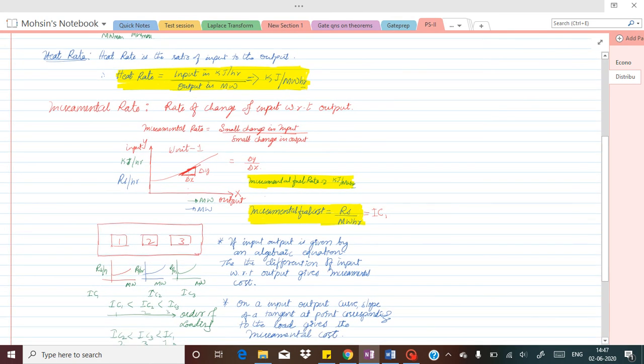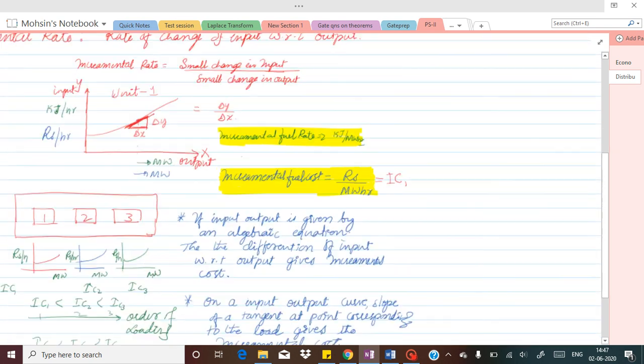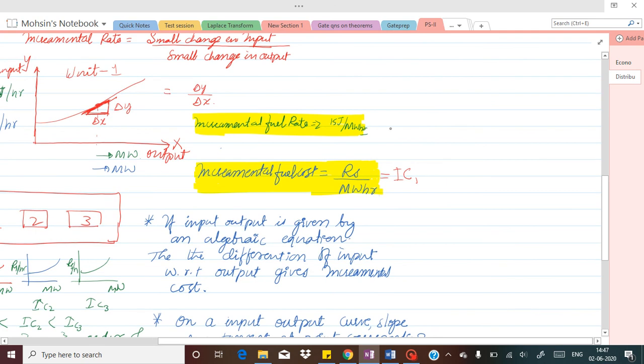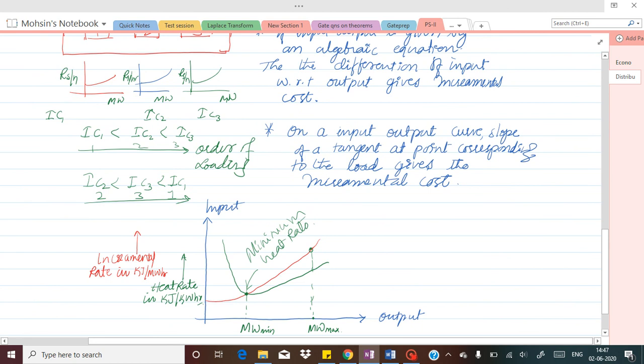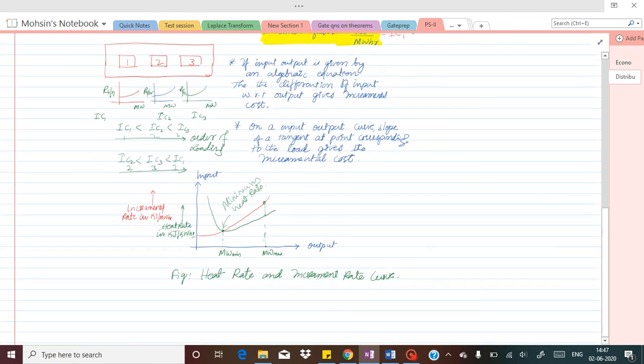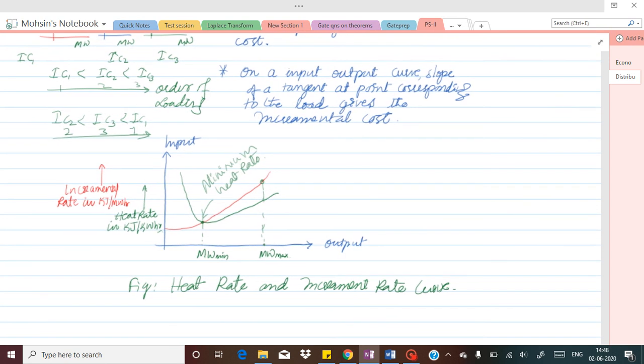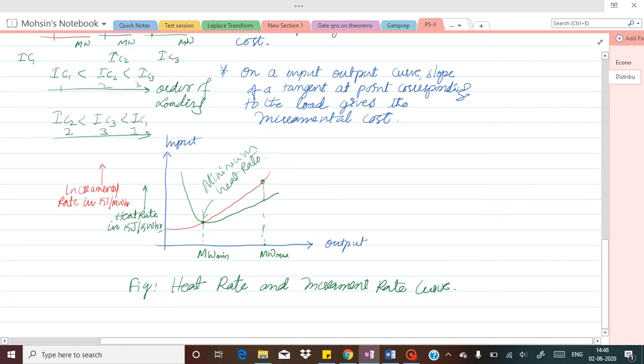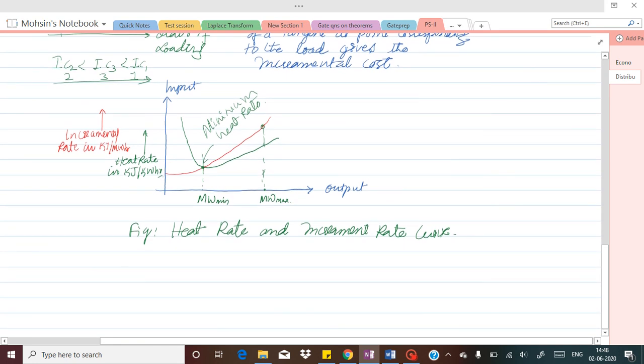Then the incremental rate. Incremental rate is nothing but the change in input with respect to output, which we have obtained for two terms. One is for the fuel and another one is for the fuel cost. This is for the fuel and this is for the fuel cost. Okay, and also we have seen that the loading will be done according to the order of their incremental fuel cost, whichever is lower, that will be loaded first, and then the next lowest incremental cost unit will be loaded. Okay, so now finally for a unit we can represent the two curves like this.